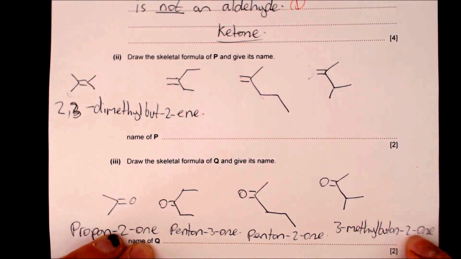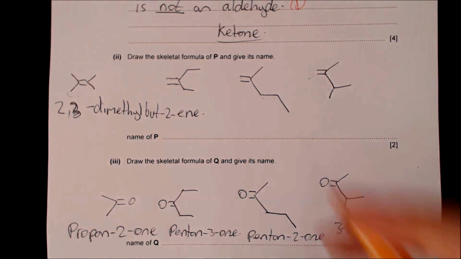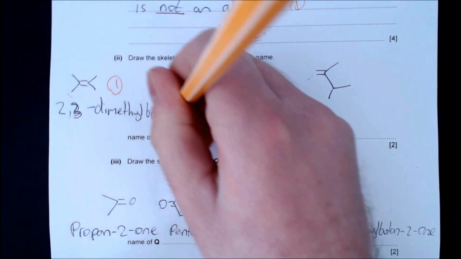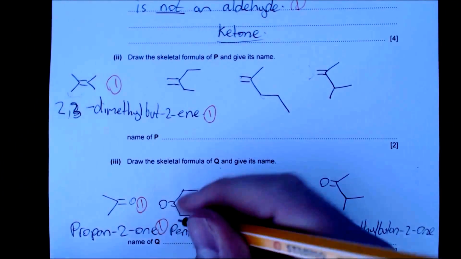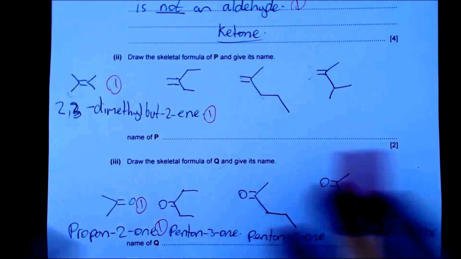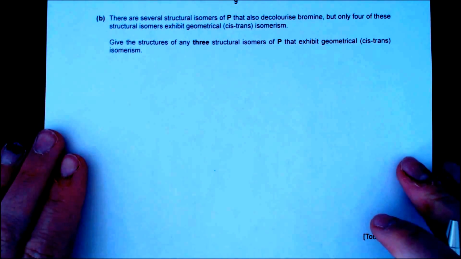Okay, so you get 2 marks for each one of them. The marks come obviously by drawing the structure, and then one for naming it as well. So there we go, and the names. You only need one of them though, you don't need to draw all of them, it's just one of them. So you get the 2 marks there. Okay, right, so on to the next one.